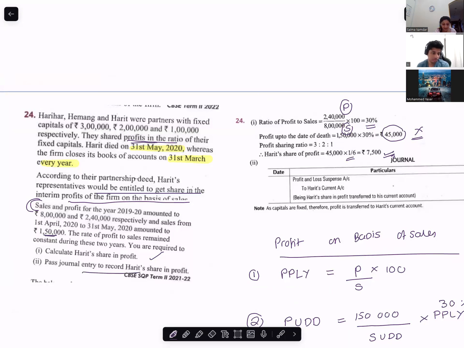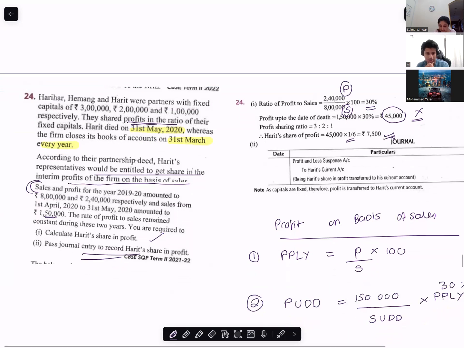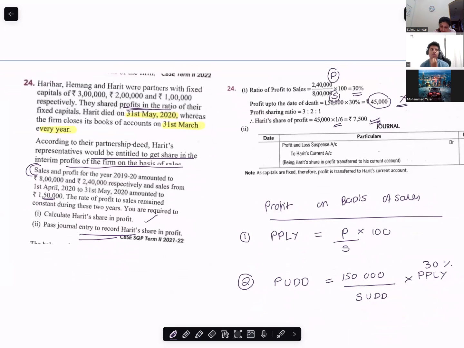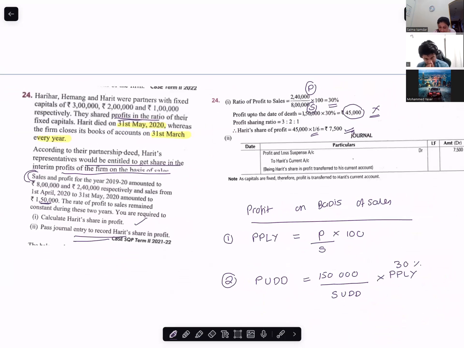Next, the last journal entry is to record Harit's share of profit. So what is the journal entry? Profit and loss suspense account debit to the deceased partner. Deceased partner, which account? Current account, capital account, how do you come to know?